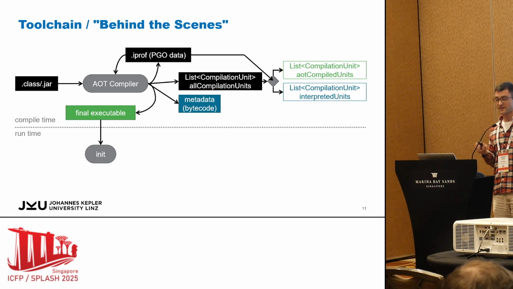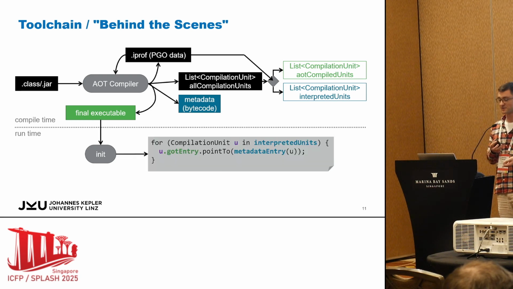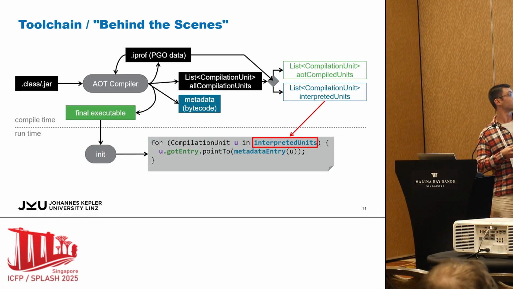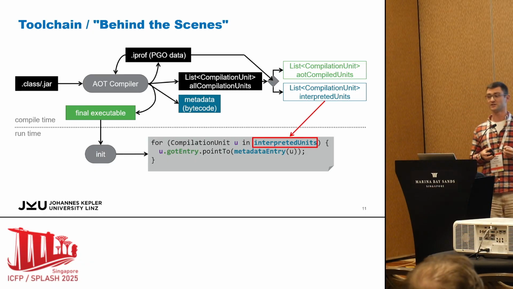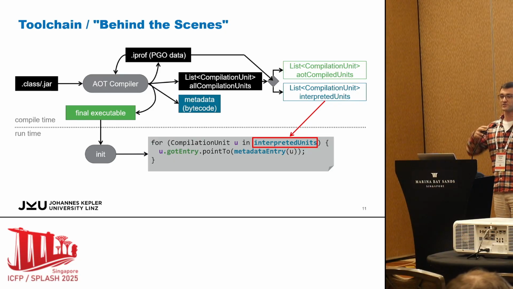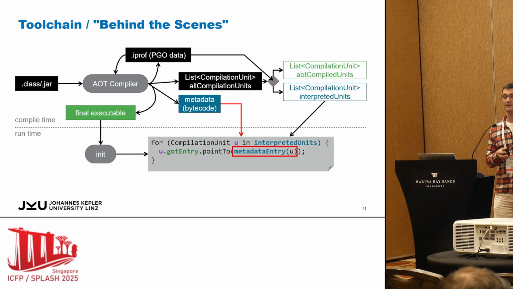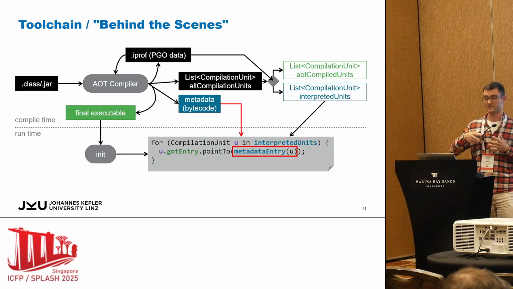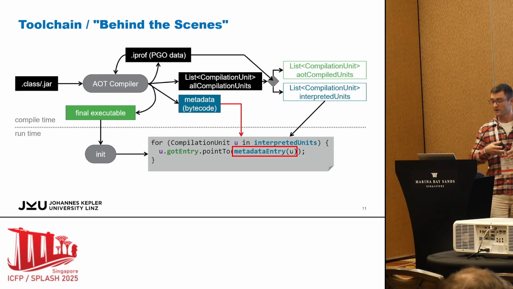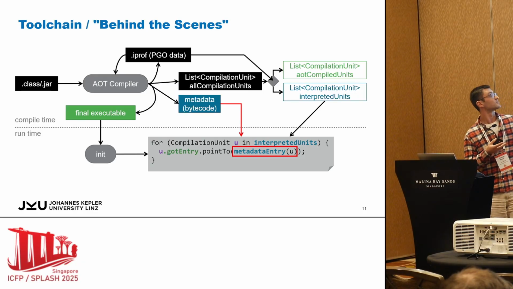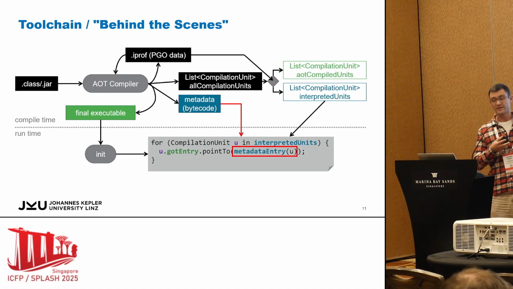What is then still necessary, and in our current approach this happens at runtime, is to redirect the execution. So at the start of the execution, there's a small initialization phase, which runs over the interpreted compilation units and just forwards the method entry. There's the global offset table, and the corresponding entry is modified such that if we call a method which is said to be interpreted, then the interpreter starts instead of the machine code which is not available anymore.